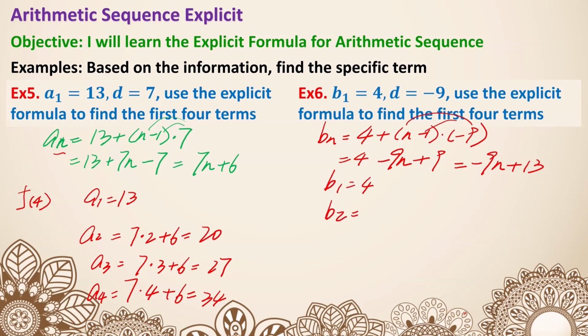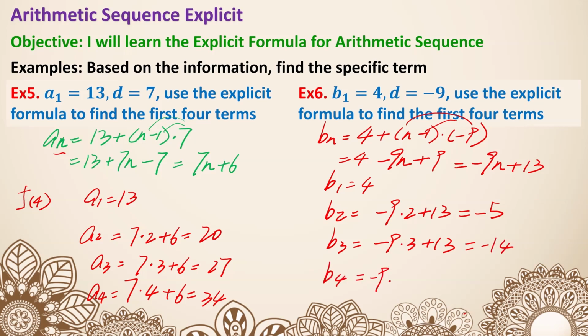B sub 2, negative 9 times 2 plus 13 is negative 18 plus 13, so it's negative 5. B sub 3, negative 9 times 3 plus 13, so it's negative 27 plus 13, which is negative 14. And B sub 4, which is negative 9 times 4, which is negative 36 plus 13, which is negative 23. There you go. That's example 6.